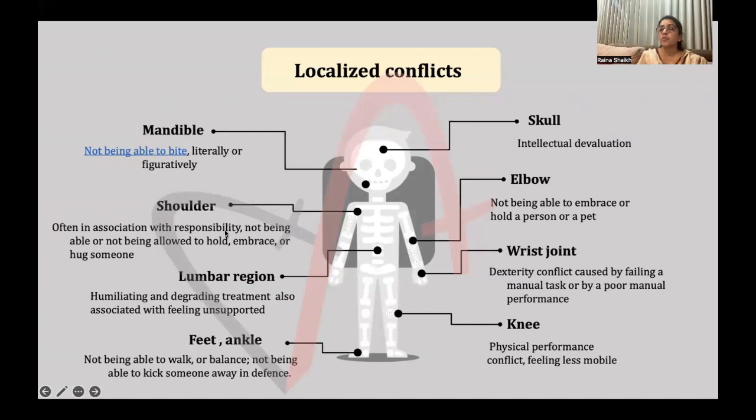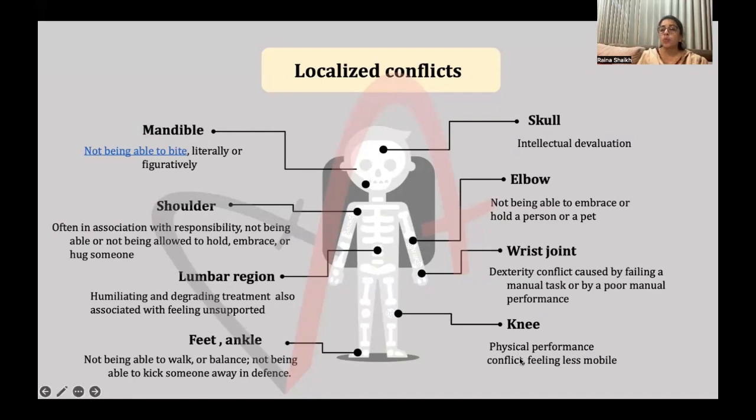Shoulder is all about shouldering a responsibility. When you are unable to take the responsibility or you are not able to embrace or hug someone, that is the time the conflict affects the shoulder. Elbow is again about embracing a person or a pet. Lumbar region is all about support. When there is humiliation and degrading treatment, associated with a feeling of being unsupported by the people on whom you depend or from whom you expect support, then your lumbar region is affected. Wrist joint is performance. If there is poor performance at your workplace or at home, or you are put down by somebody because you have not performed well, then it is the wrist joint.